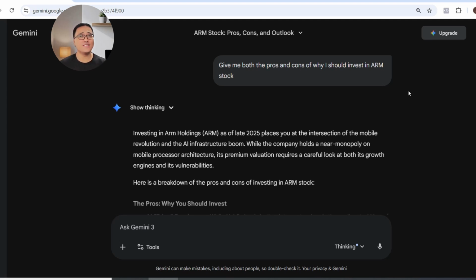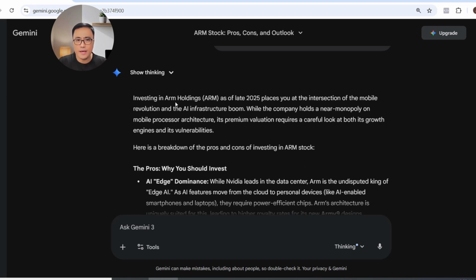Google has access to the latest information. Unlike ChatGPT, their information tends to be outdated and they can't access websites. Gemini knows everything. And here's the extent of my AI trading tool. Simple prompt. Give me both the pros and cons of why I should invest in ARM stock. And I say invest because that's one of my core rules, is that you have to be okay with owning the stock in the long run. Now let's see the response here.